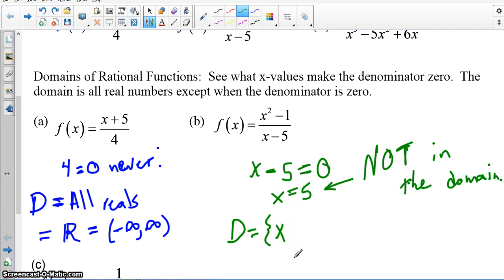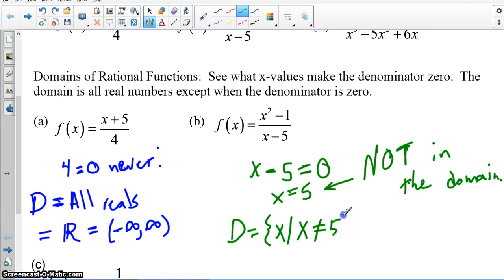It's all the x's. One thing in mathematics is that sometimes notation is confusing, and here is an example. So this is all the x's. Remember it's domain, so we use x, where x is not equal to 5. It's everything except for 5.